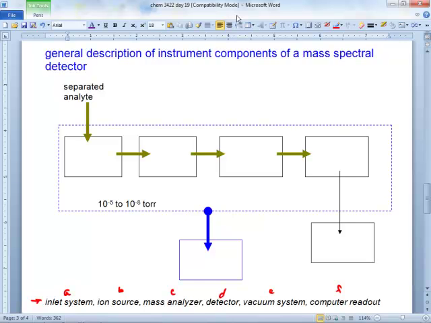I don't think so. Yeah, no. Ionized before it goes in. Or, I don't think the inlet's like where it enters.